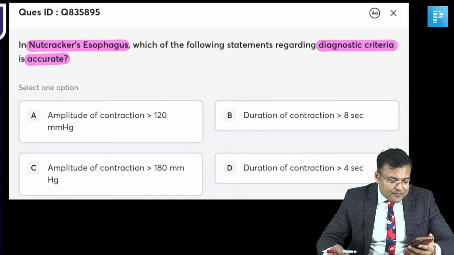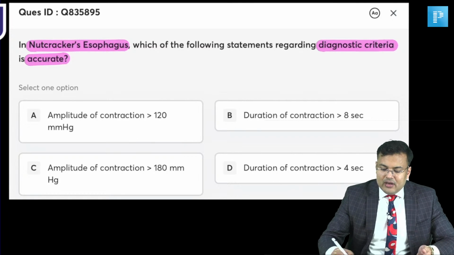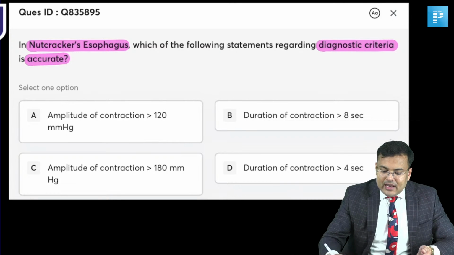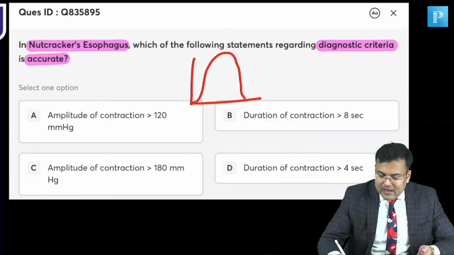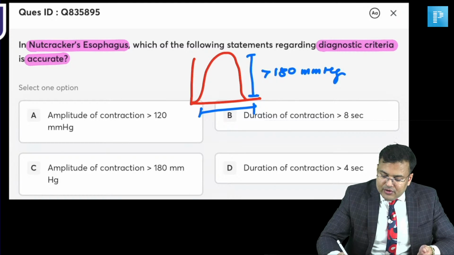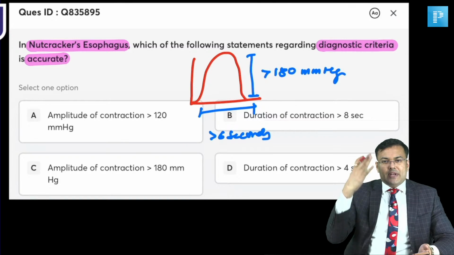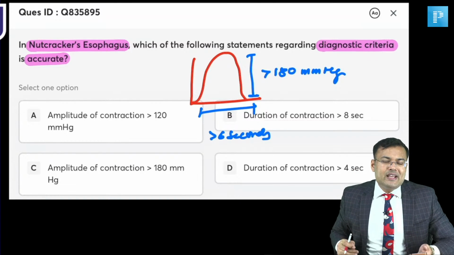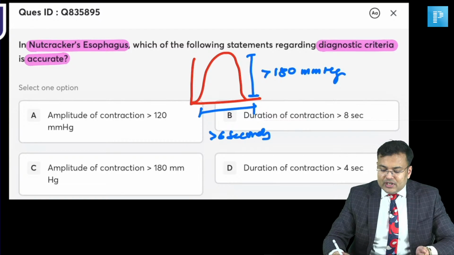Imranul Huda, Vaishnavi, Bhavya. So guys, majority of you are correct. What is the diagnostic criteria for nutcracker's esophagus? You can see this is the amplitude of contraction. How much should be the amplitude? Amplitude of contraction should be more than 180 mmHg. And how much should be the duration of contraction? More than 6 seconds. Clear? So amplitude of contraction more than 180 mmHg, duration of contraction more than 6 seconds.